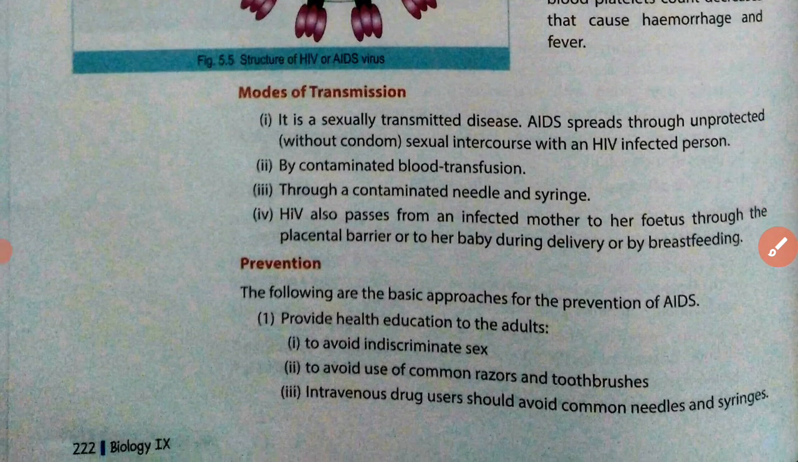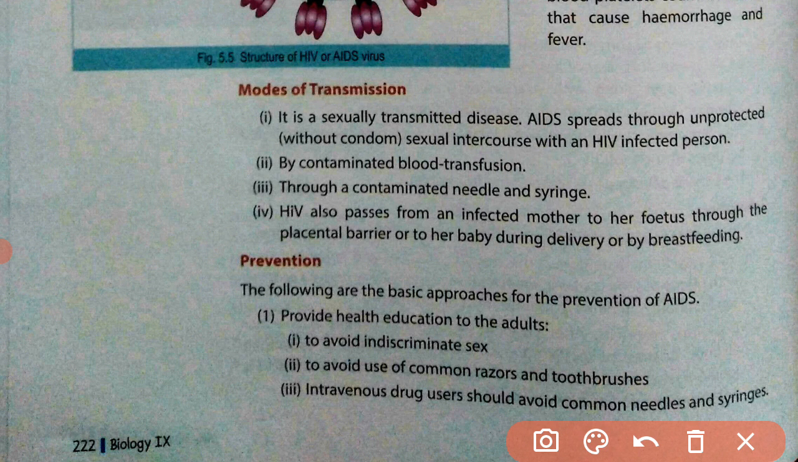Now we will talk about the mode of transmission. What is the mode of transmission of AIDS? The first mode of transmission is unprotected sexual intercourse. This spreads the disease from the infected person to the healthy person. Another way is contaminated blood transfusion. At the time of blood transfusion, when the blood is contaminated with HIV, it can enter the healthy person and cause AIDS. Then, through a contaminated needle and syringe, at the time of injection, if the syringe is contaminated with HIV, the virus can enter the person and cause the disease.